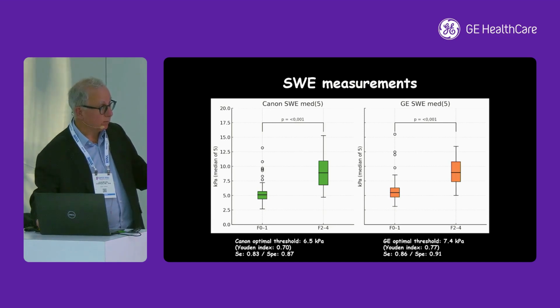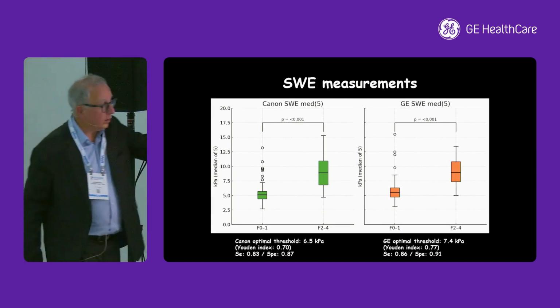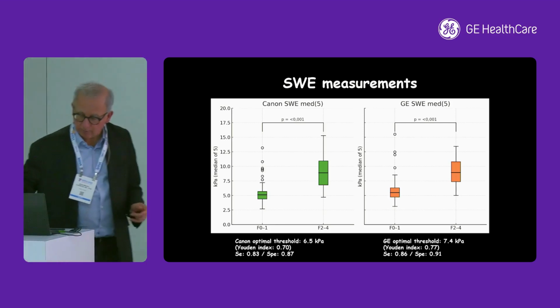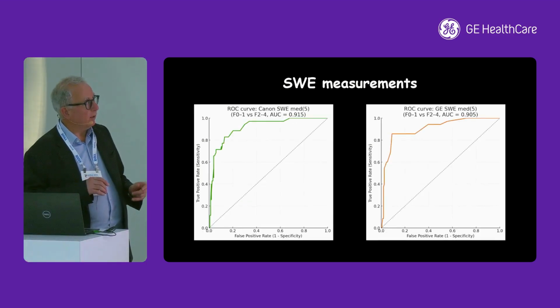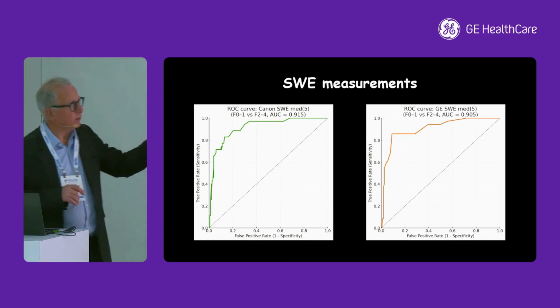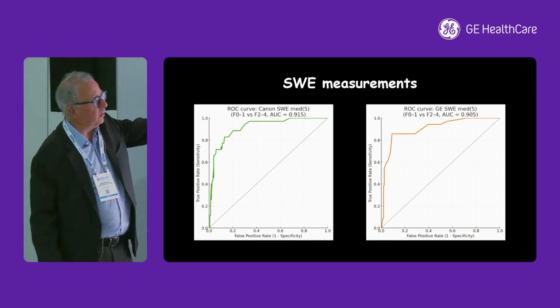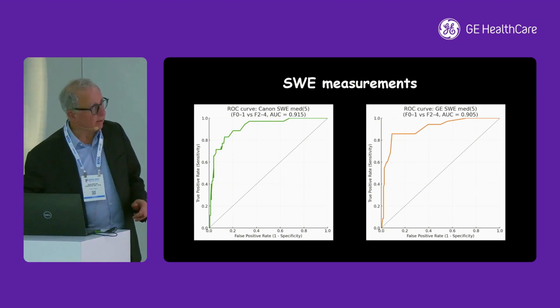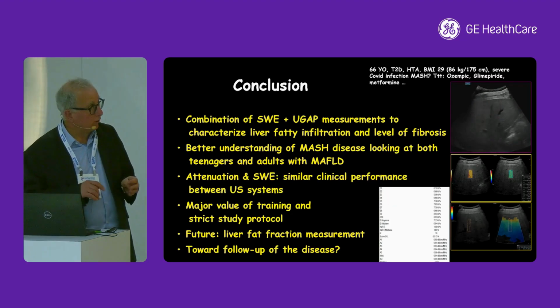However, there are some kinds of outlier values here that can really affect the measurement. So looking at the ROC curve, again, you see that the AUC for F0, F1 versus F2 to F4 is really similar. So we can say that both systems are doing a great job.